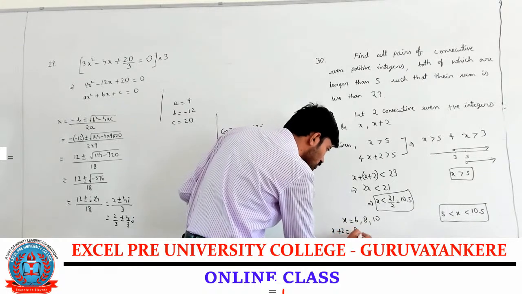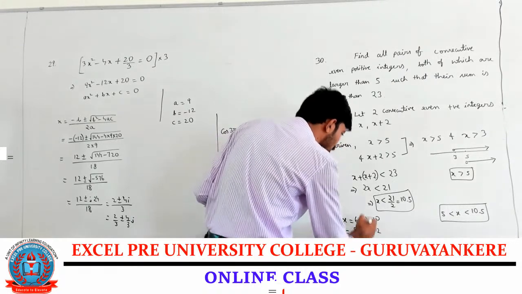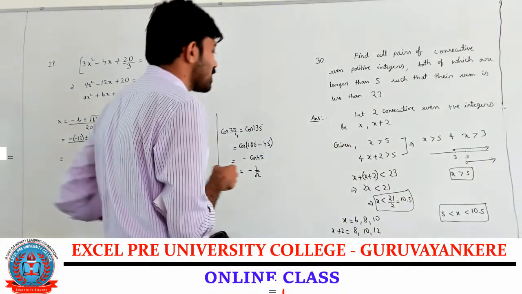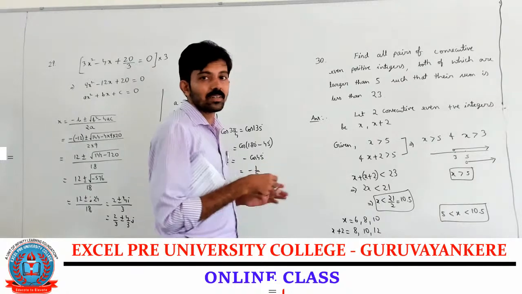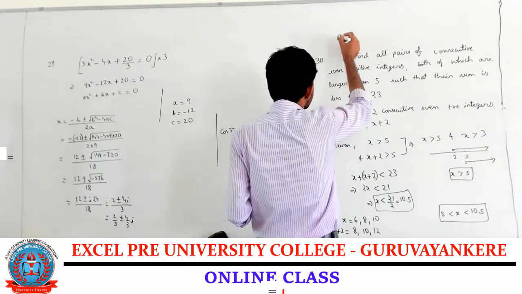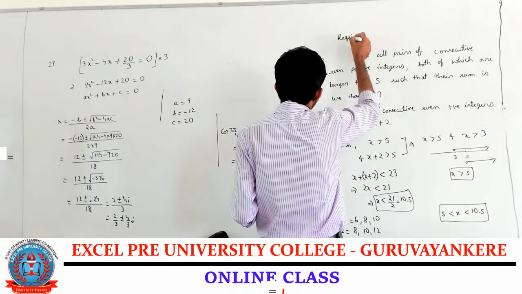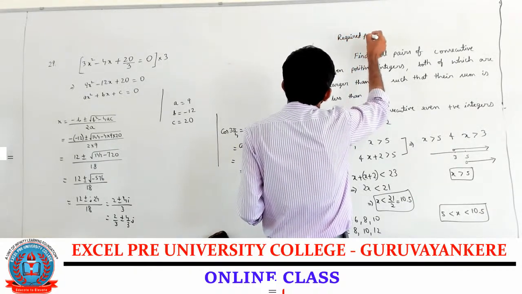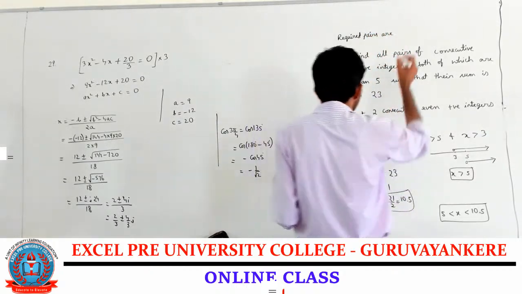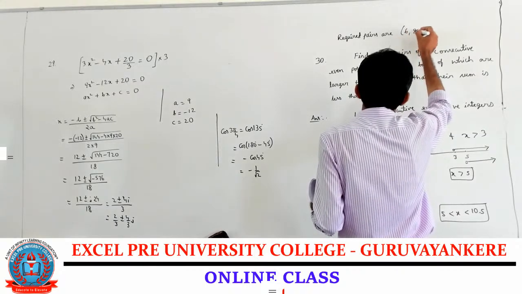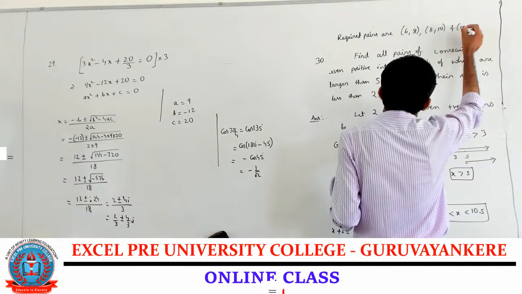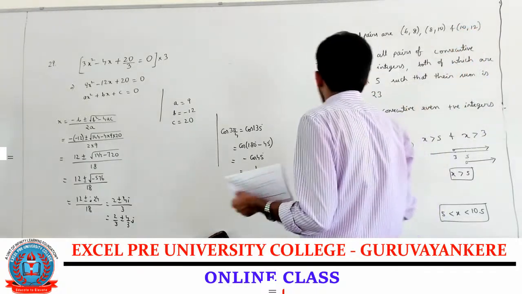Possible values: 6 plus 2 is 8, 8 plus 2 is 10, 10 plus 2 is 12. So these are the pairs: 6, 8; 8, 10; and 10, 12. There are 3 pairs. Required pairs are therefore x is 6, x plus 2 is 8; 8, 10; and 10, 12.